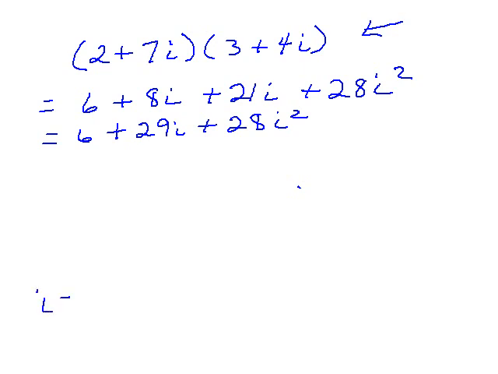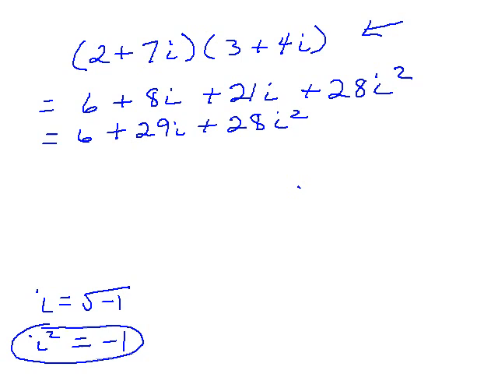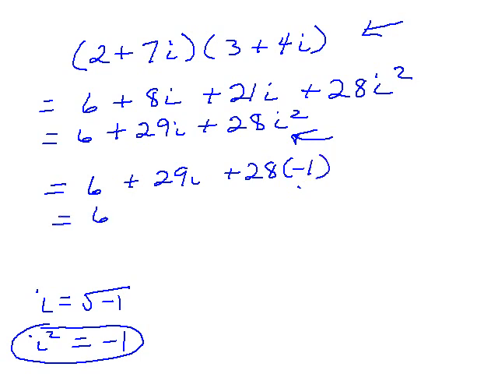If i is equal to the square root of negative 1, what is i squared? i squared is equal to negative 1. This information has to be used. So this i squared gets replaced by a negative 1. 6 plus 29i plus 28 times minus 1. That's the same as 6 plus 29i minus 28. So you multiply this term by a negative 1, which essentially changes that sign.